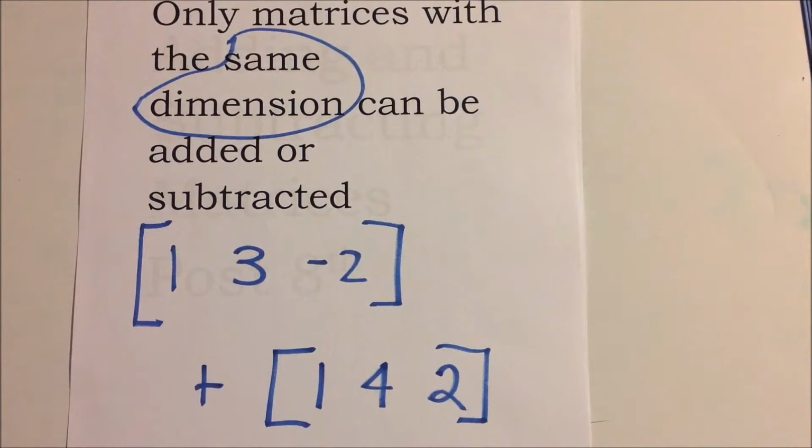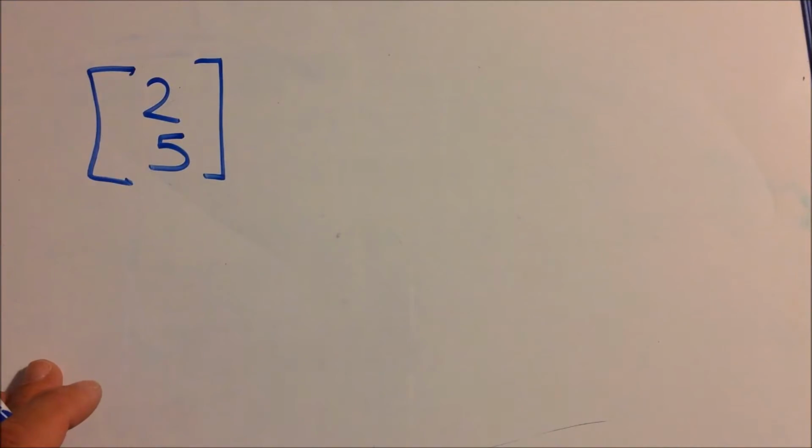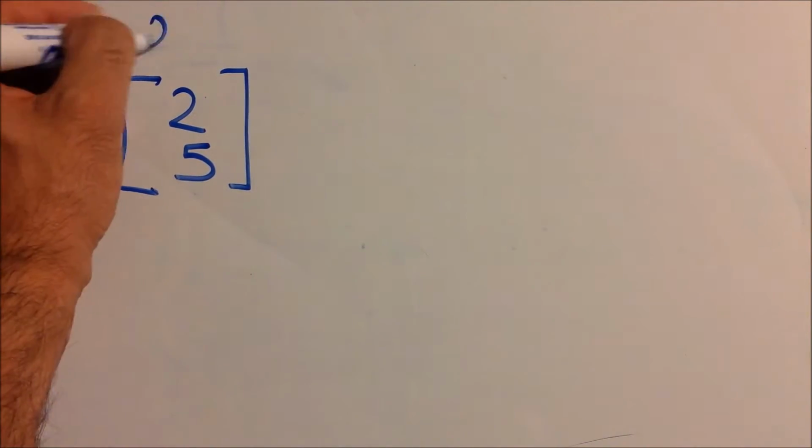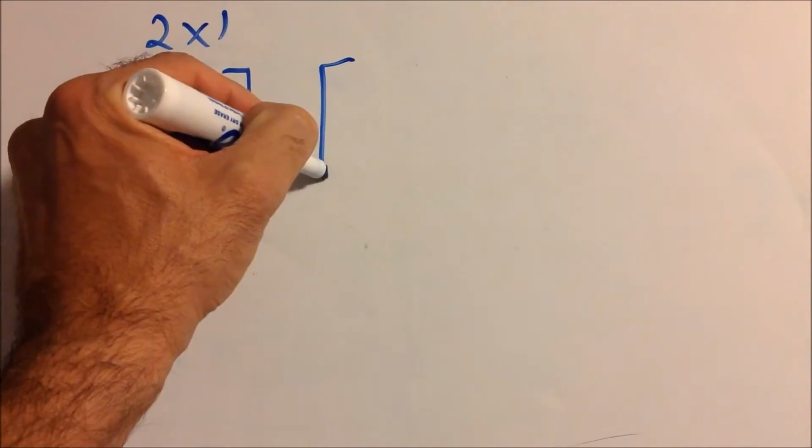So let's go over adding matrices. Let's just make some first. Let's make a matrix here. So here we have a 2 by 1 matrix. Right? This is a 2 by 1. So if I wanted to add a matrix, it also has to be 2 by 1.